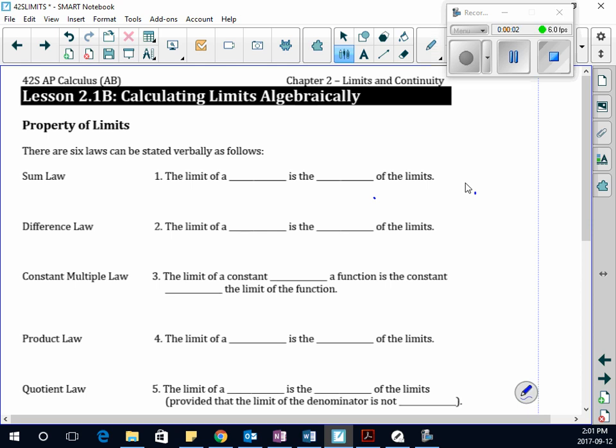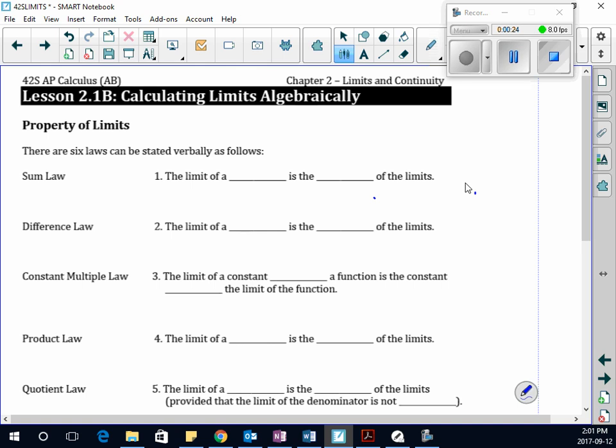Now we're going to do this algebraically. Before, we looked at limits graphically, and we were looking for what when we looked at it graphically? The intended height, right? So now algebraically, without graphing it, we should be able to figure it out. We have to know a few properties of limits first.